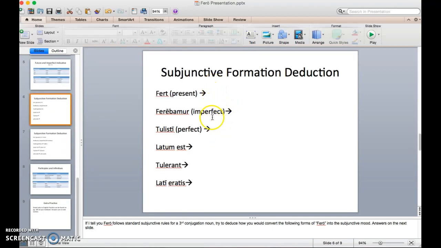So I've given you a list of six verbs here. Try and go through them, remembering your rules for the present subjunctive formation, imperfect subjunctive formation, perfect and pluperfect, and seeing if you can use those rules and the principal parts of fero to form the subjunctive versions of these indicative forms. I've given you the answers on the next page, and we'll go over them together. So pause the video now if you want to try it on your own.